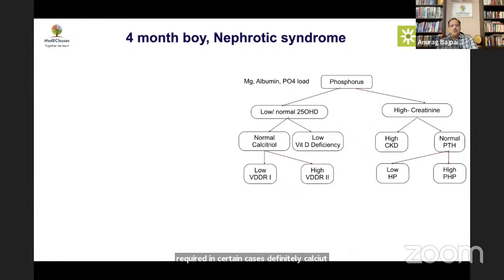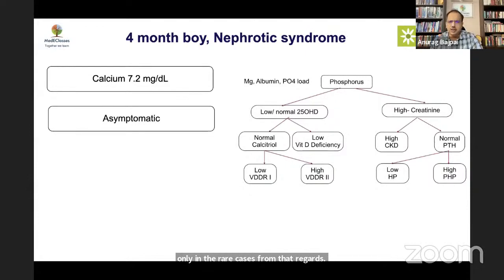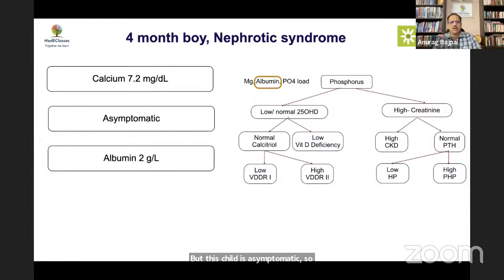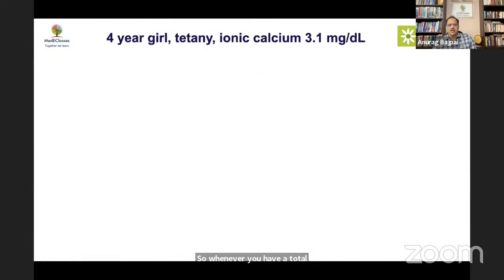So we have this 4-month-old boy with nephrotic syndrome, and what we see is that the calcium levels were reported as low, but this child is asymptomatic. So here the important thing is to correct for albumin, which was very, very low. And in this setting, once we corrected, it was normal.